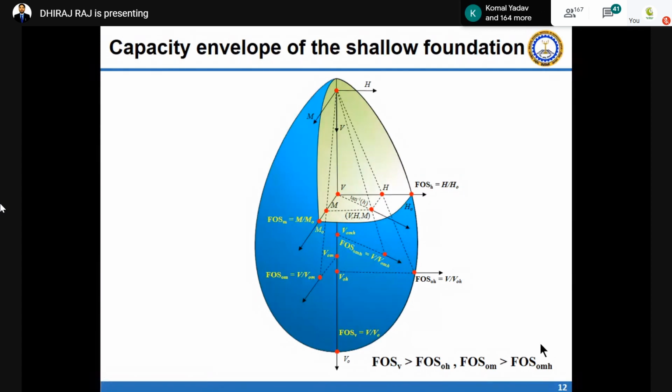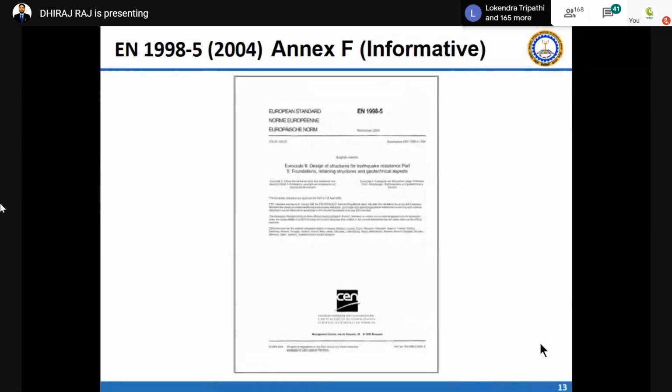So this is the concept of the capacity envelope, which nowadays every code is adopting. I'm telling you, every code is adopting. Our IS code is not adopting it till date. I don't know why. This concept should be introduced in our IS code, and you can see which codes give this kind of information. So Eurocode 8 Part 5, 2004, in Annex F.